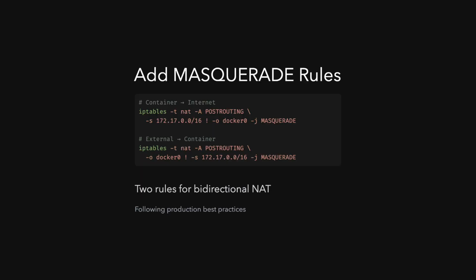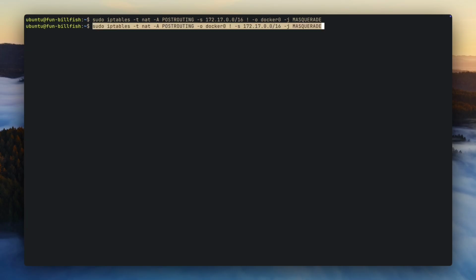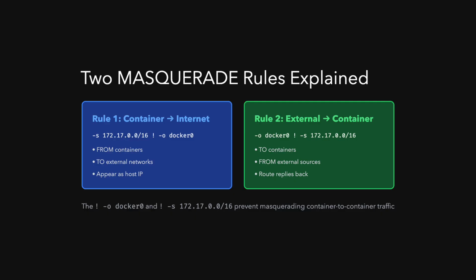For our demo, we'll use masquerade following production best practices, even though DNAT alone might work in the simple 2-VM scenario. So, we will add masquerade rules. First one is Docker's default masquerade, container to intranet, and the second one is masquerade for external traffic to containers. And we need two masquerade rules for bidirectional NAT.